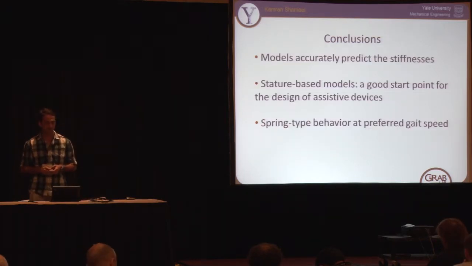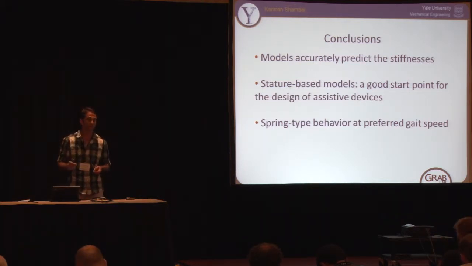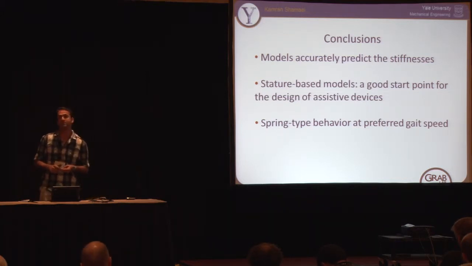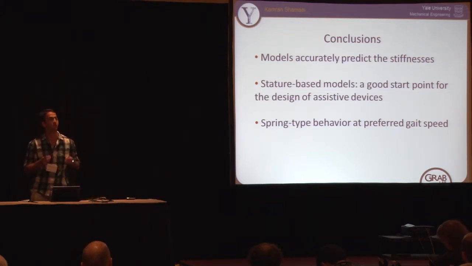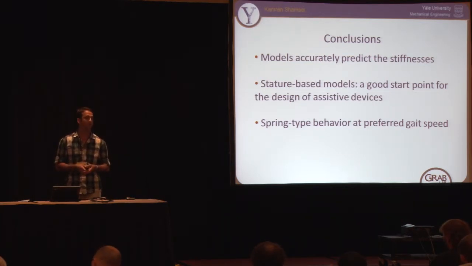So in this research, we came up with a set of equations that can closely predict the knee quasi-stiffness for different gait speeds. And we also came up with a set of stature-based models that can give us the quasi-stiffness at the preferred gait speed, and they could be used as a starting point for the design of lower extremity assistive devices. I also found that the spring-type behavior for the knee can partially define the optimal gait speed.